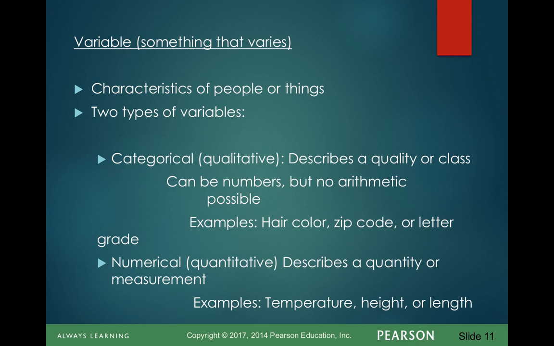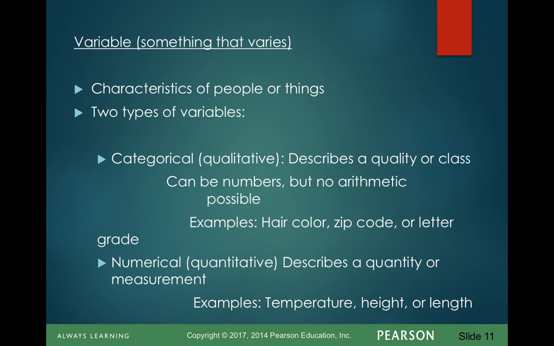Hair color, zip code, letter of the alphabet, gender, political preference, religious affiliation. Those are all things that we could assign numbers to, like gender. We could assign gender zeros and ones as male and female. But when you add them together, the arithmetic has no meaningful interpretation. I should have said letter grade.